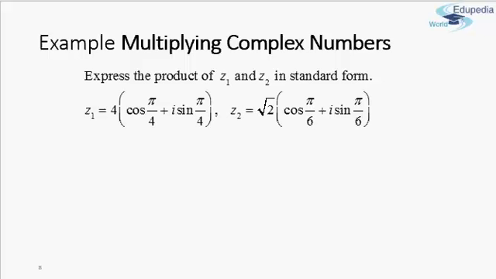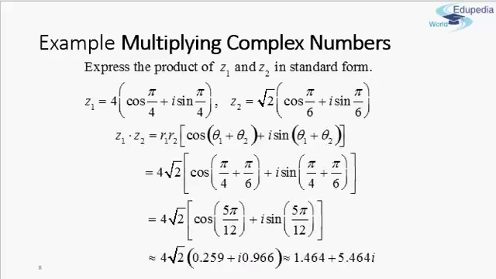Now let's use this in an example. Express the product of z1 and z2 in standard form. The first thing you need to do is write down the product. In order to write down the product, we use z1 times z2, that is r1 times r2 and cos, and then you find the arguments by adding these angles.